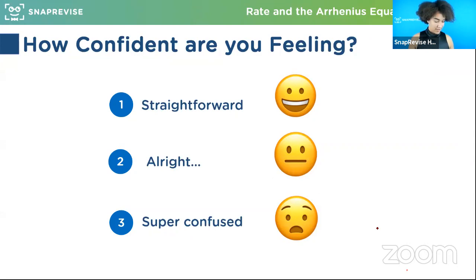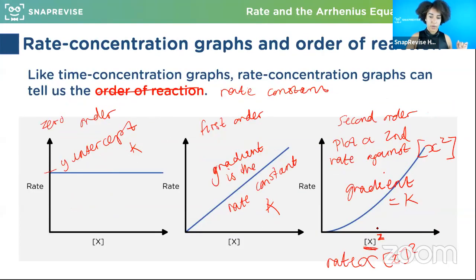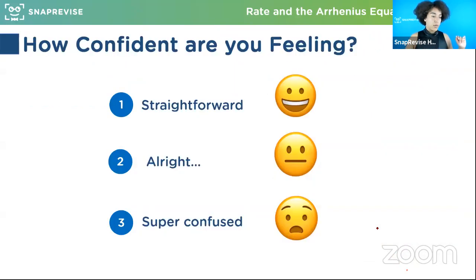I've already kind of asked you guys how you're feeling, but sort of overall for that section. So that was how to work out the order of reaction, how to work out the rate constant. Are we all okay with that? Can I move on to the exam questions?